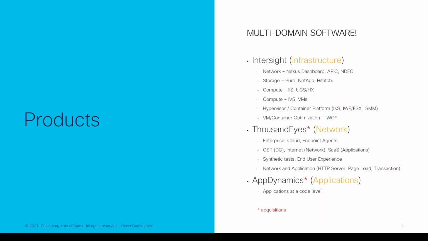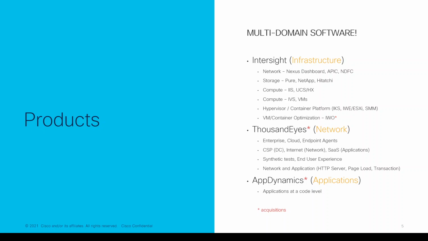Storage, as I mentioned, we do third-party integration with Pure, NetApp, Hitachi, and I think EMC is either on the roadmap or it may already be here. I have to follow up and double check on that. I mentioned earlier that with compute, Intersight has a service called Intersight Infrastructure Services, IIS, and that is the component of Intersight that's responsible for managing UCS and HyperFlex hardware. Also, on the compute side, we have the IVS, Intersight Virtualization Service, which is responsible for managing our virtual machine workloads.